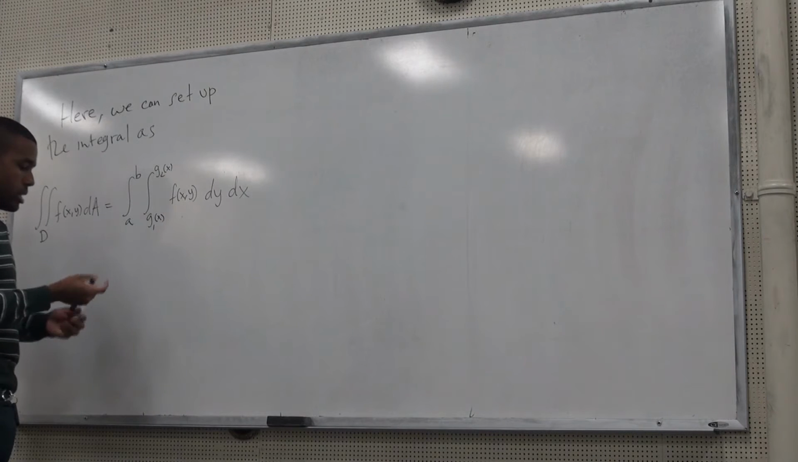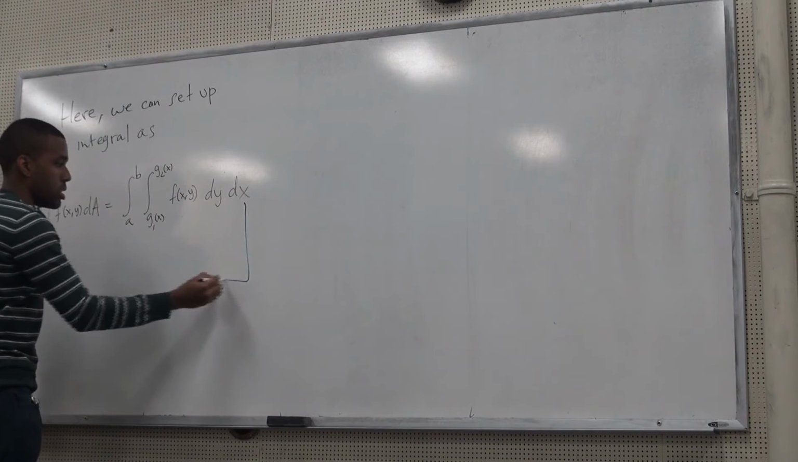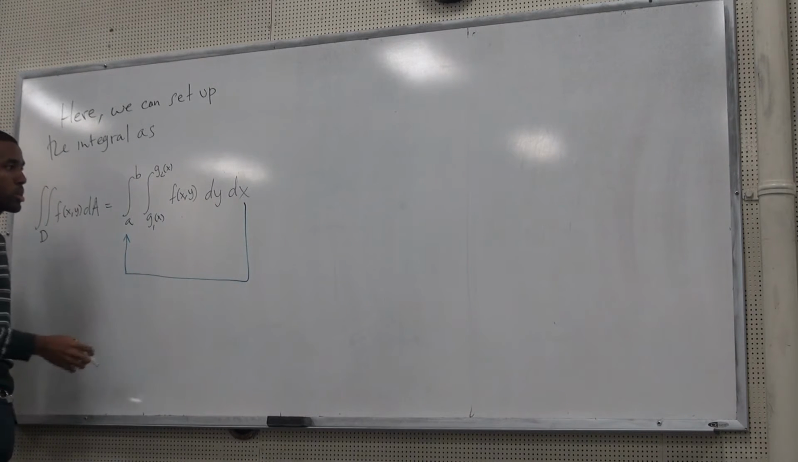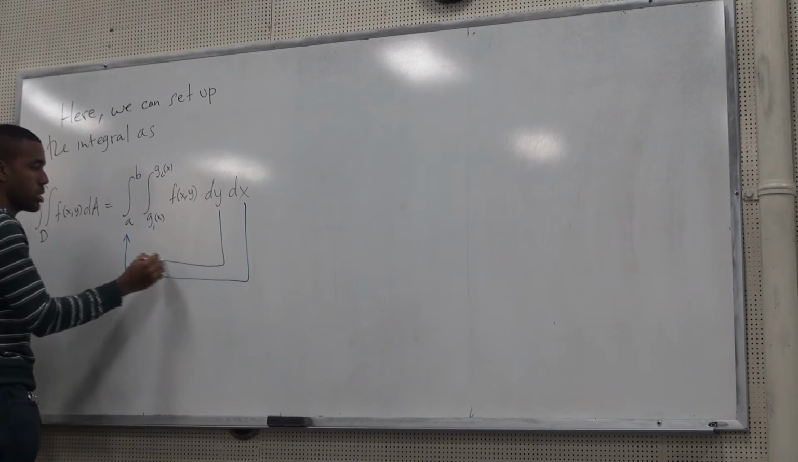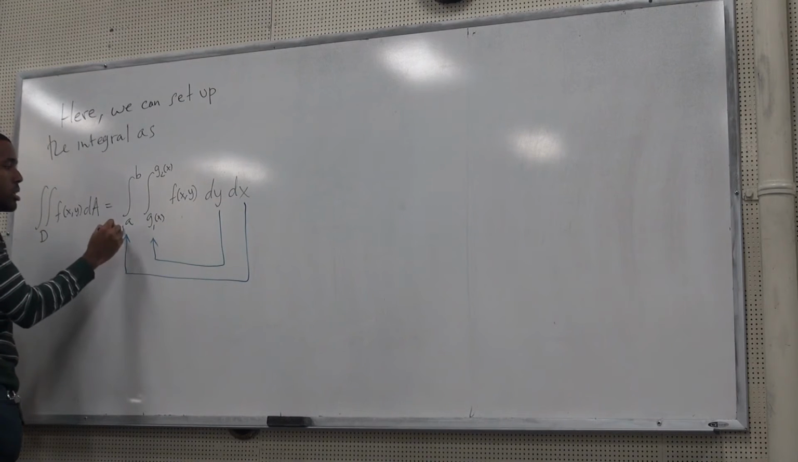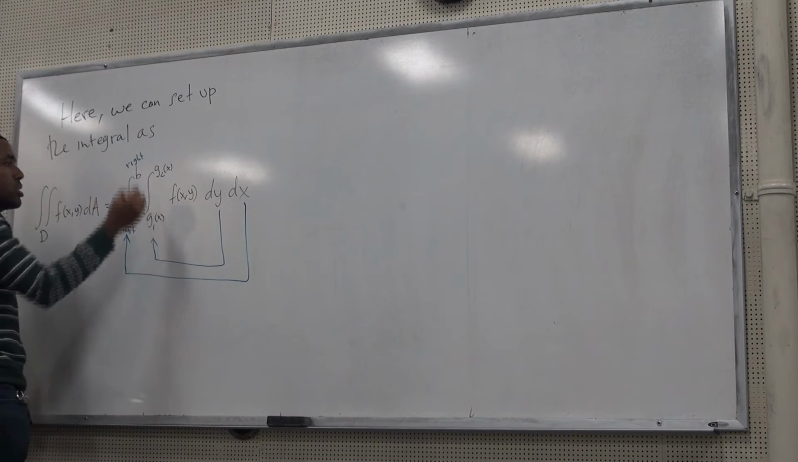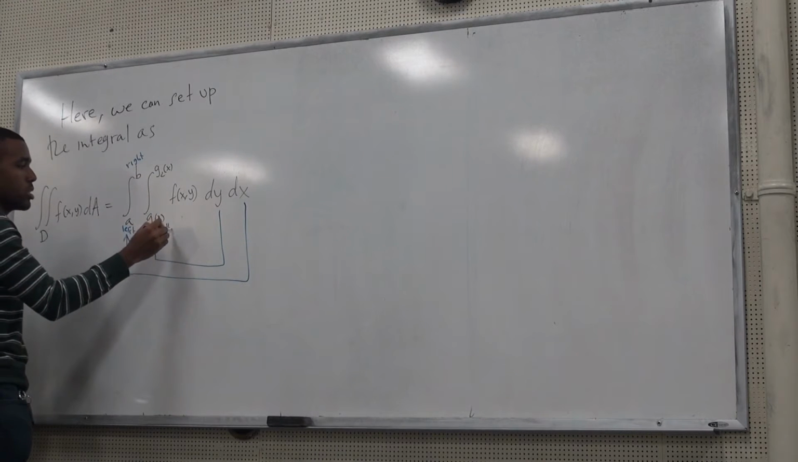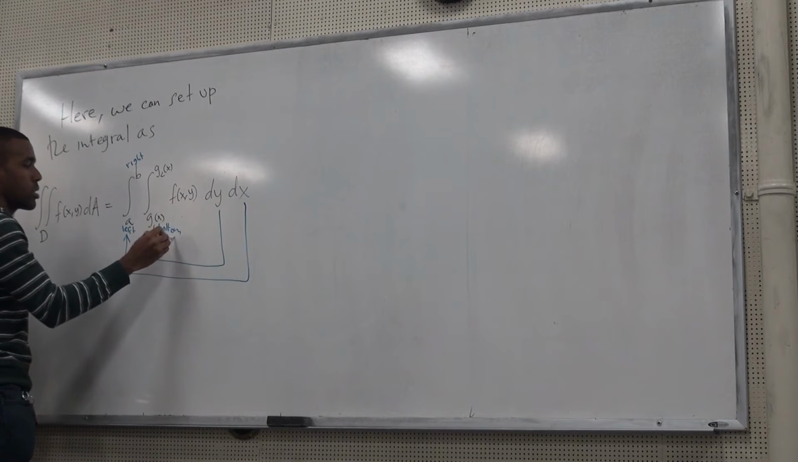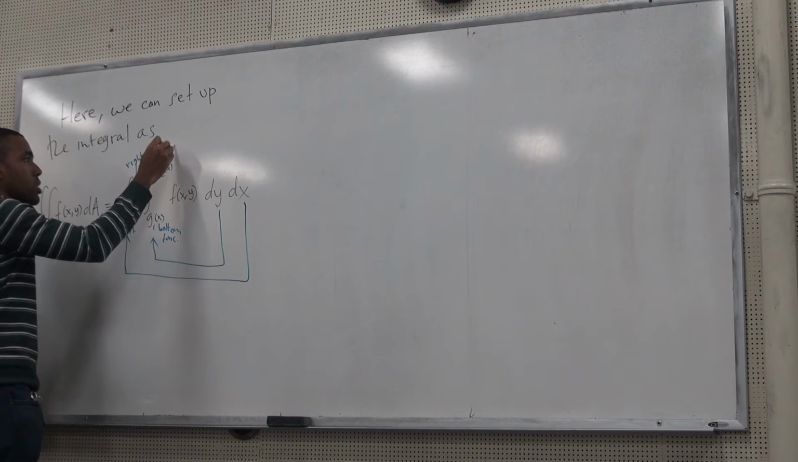Again, remember that these guys have to line up. Guys on the outside must go to guys on the outside, guys on the inside go to guys on the inside. Here, you put the left constant. Up top, you put the right constant. Here, you put the bottom function. And up here, you put the top function.